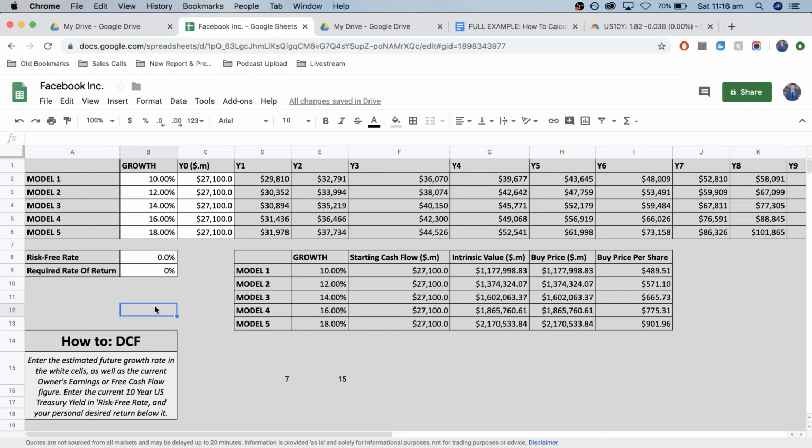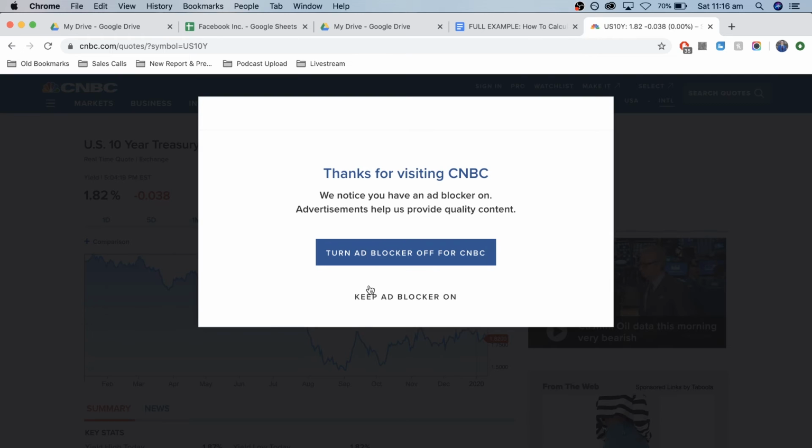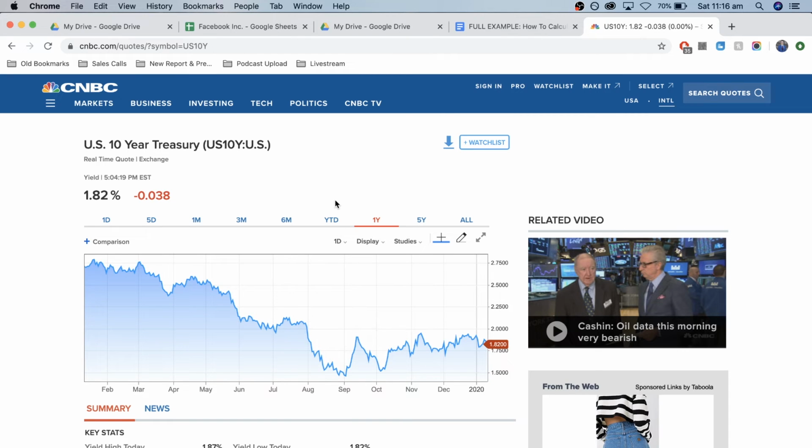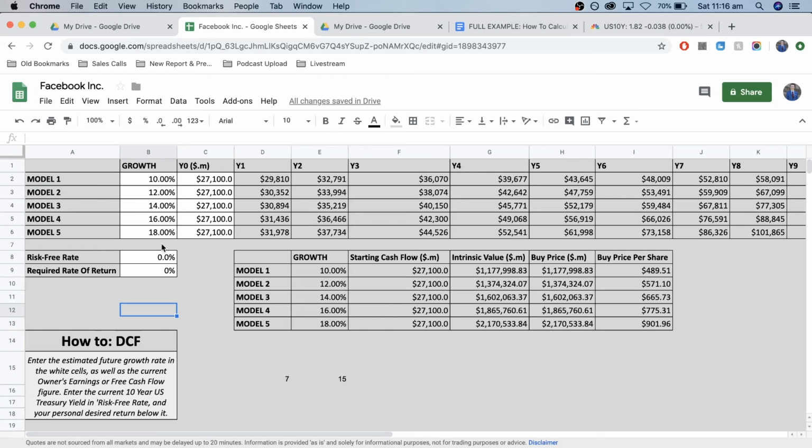However, in practice, we use the 10-year US Treasury yield because the US government has never defaulted and has never failed to pay an investor for an investment in US Treasury bills. So we are going to use this as our risk-free alternative. At the time of recording this, that is 1.8%.